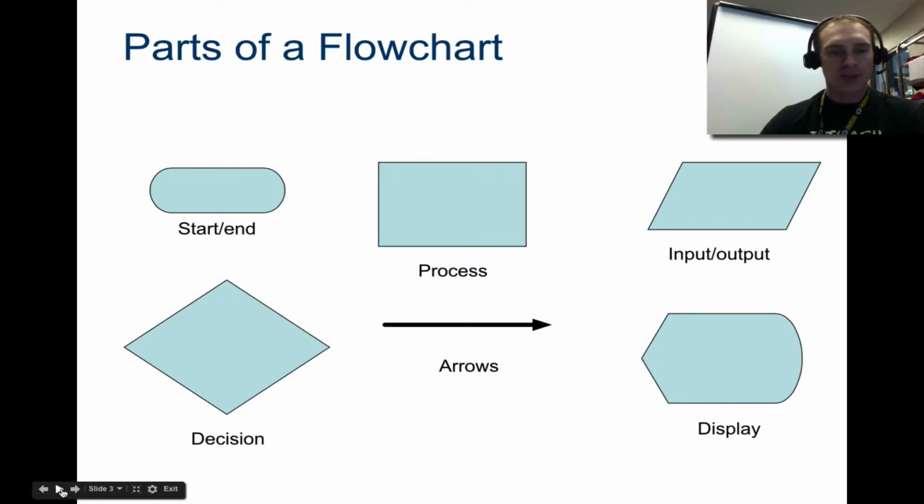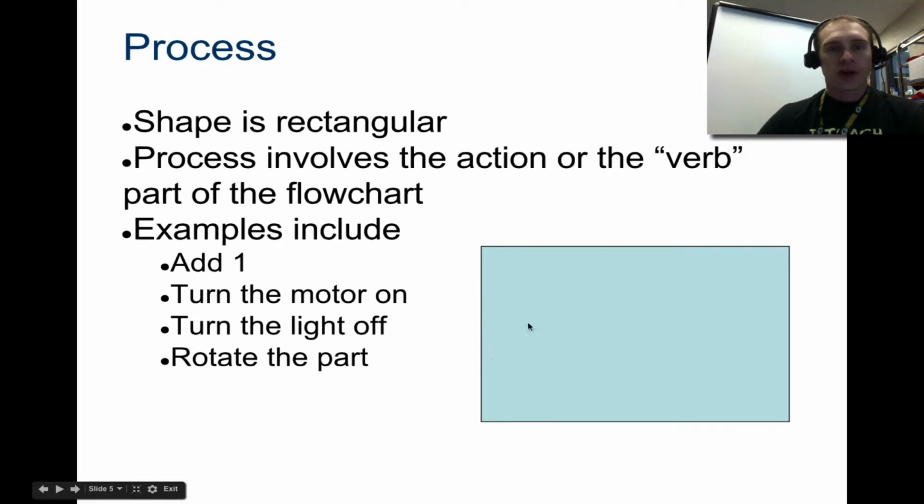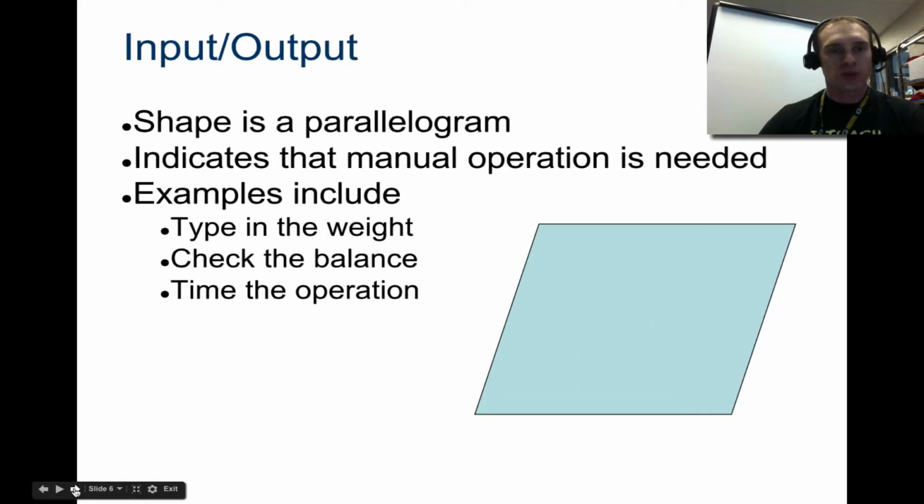Arrows connect each box. So again, the shape is a rounded rectangle. It starts everything. Some flowcharts might not have an end if it just continues and loops forever. The process is rectangular. This involves the action or verb. So if you're going to do something, add a value, turn something on, turn something off, rotate it, that's when you're going to use the rectangle. Most of yours will probably be rectangles, the things that you do.